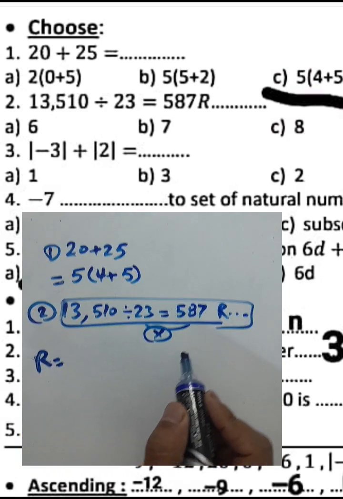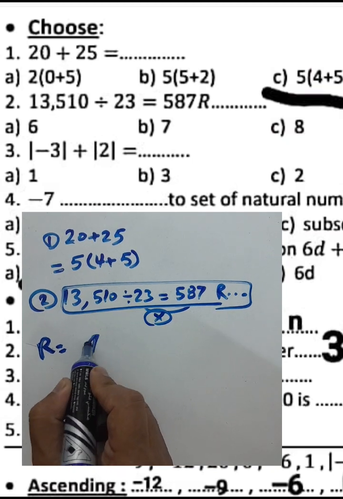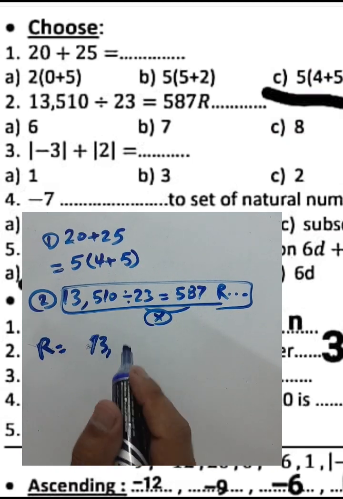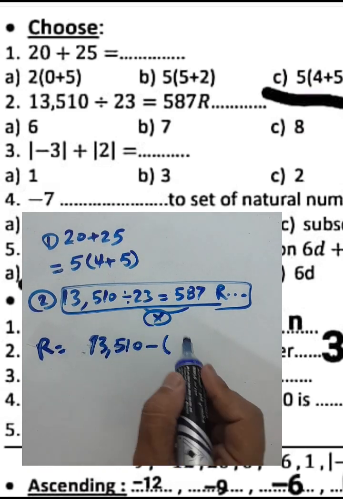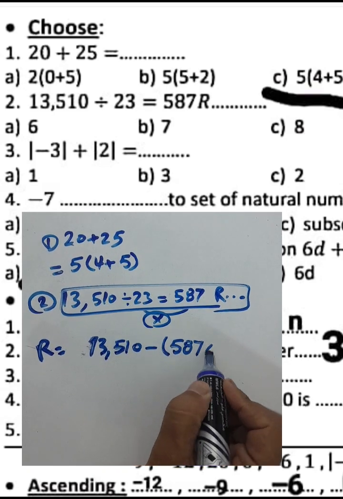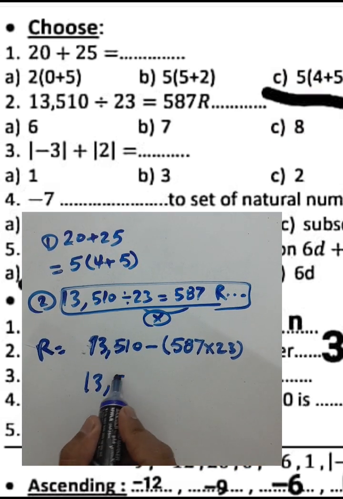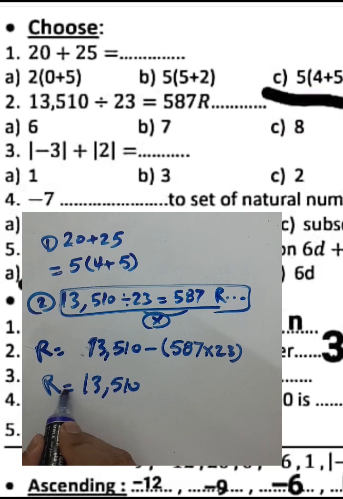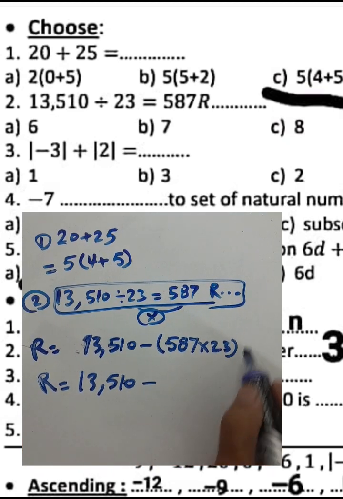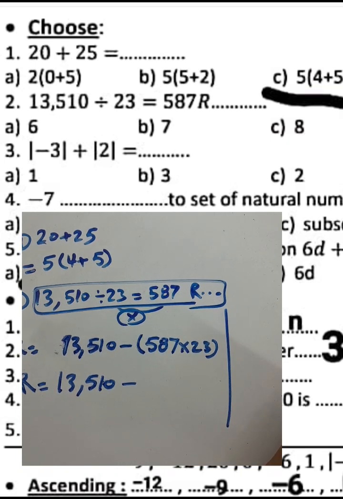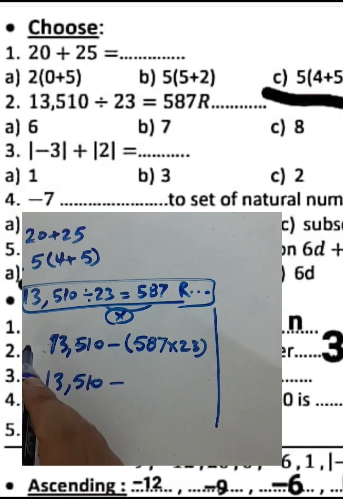Look at this example with me step by step. First step, write here 13,510 subtract by the multiplication 587 times 23. 13,510 subtract by the multiplication between two numbers here. Draw the draft here and find the result in this draft. Okay, what will we find here? Find the remainder.